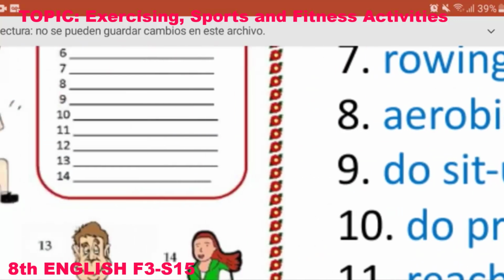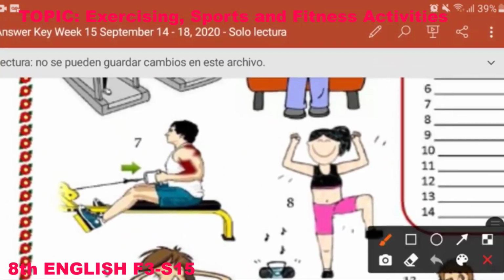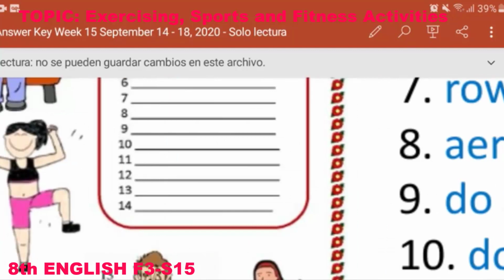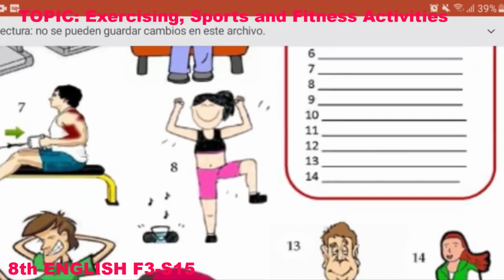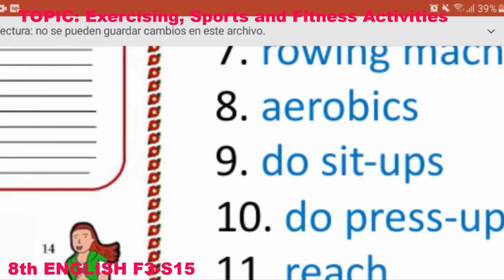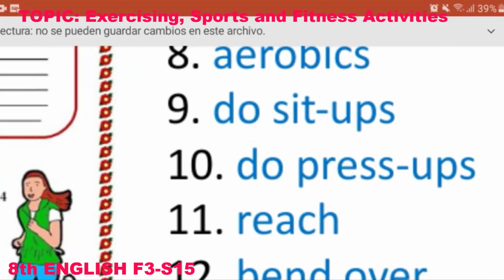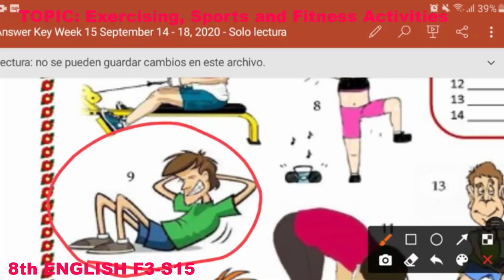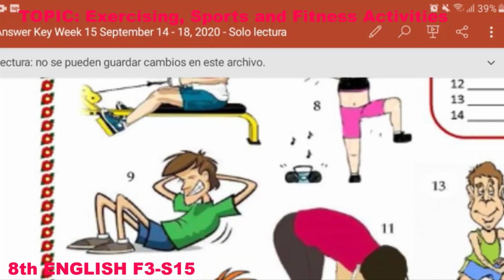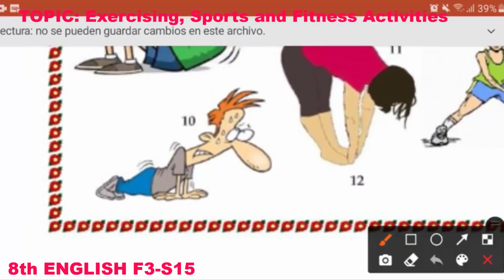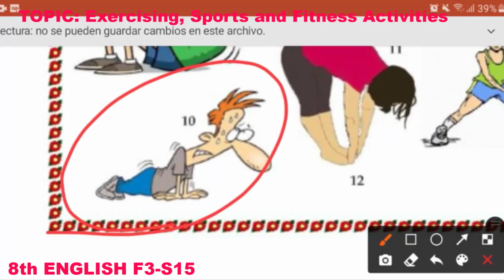Number 7, rowing machine. Okay? Rowing machine. Number 8, aerobics. Aerobics. Number 9, do sit-ups. Do sit-ups. Number 10, do press-ups. Do press-ups. Algunos le dicen push-ups, casi lo mismo, yes?